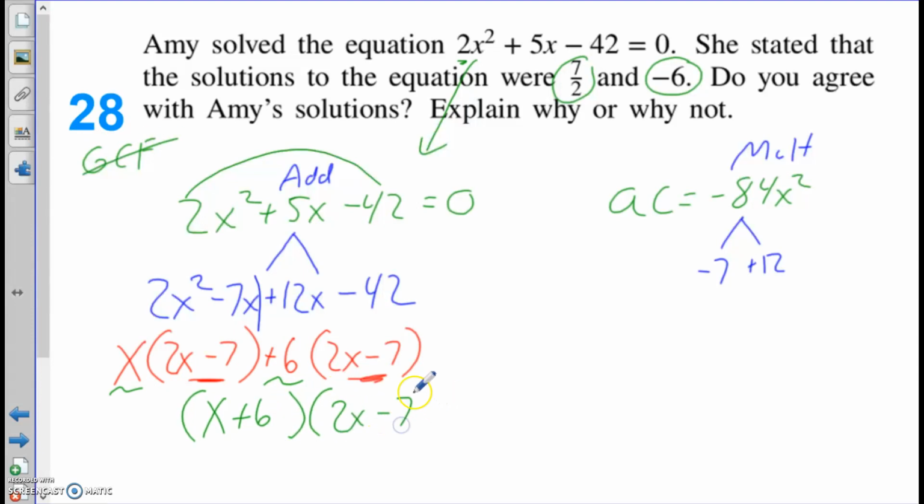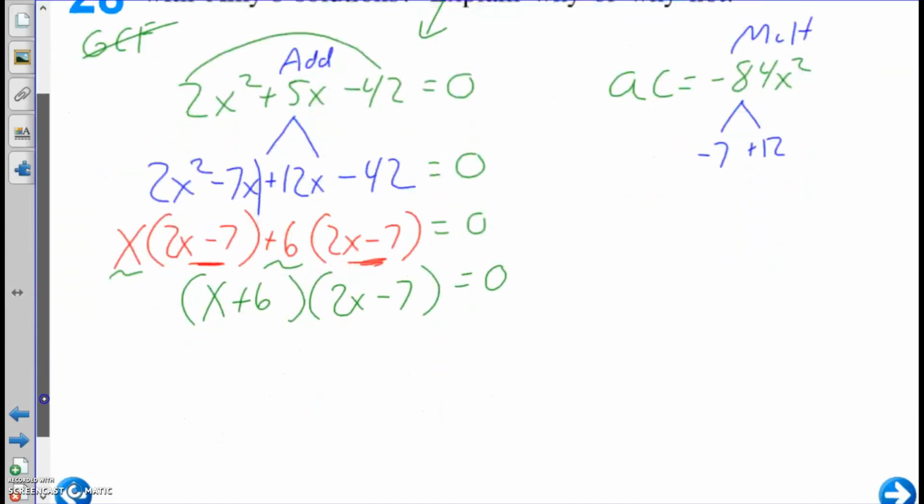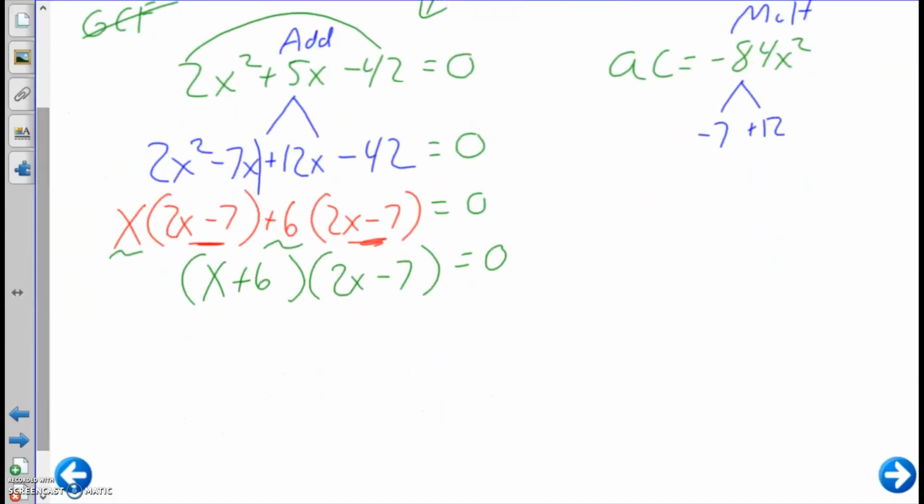But I only write it once. And this whole thing is still set equal to 0. Keep that the whole time. It's an equation all the way through. Now we're done factoring. Now we just need to solve it.